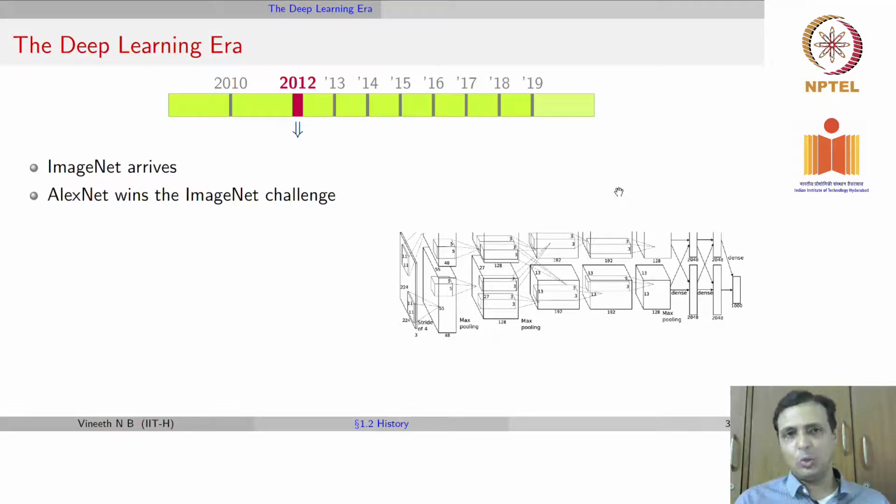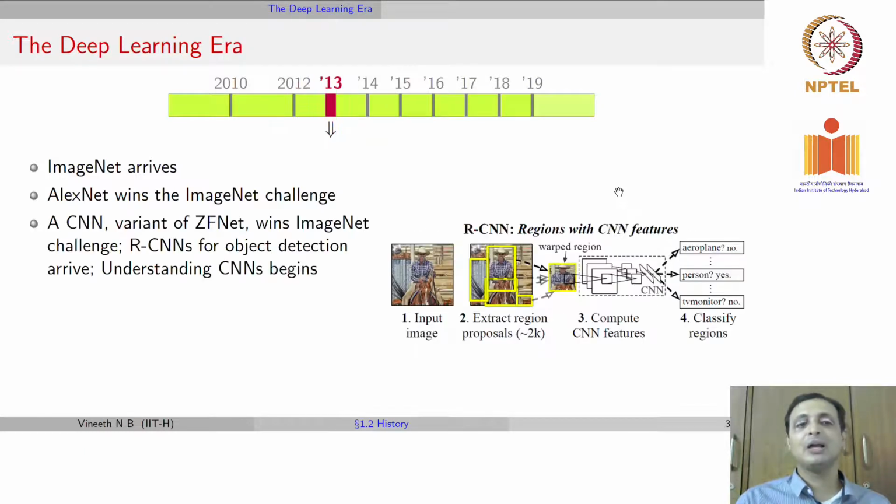So in 2012, AlexNet came into the picture, and it was the first convolutional neural network that won the ImageNet challenge. And it was a significant achievement because it took the accuracy in the ImageNet challenge by a significant amount beyond the previous year's best performers. We'll talk about the numbers and all of these details when we get to this part in the course.